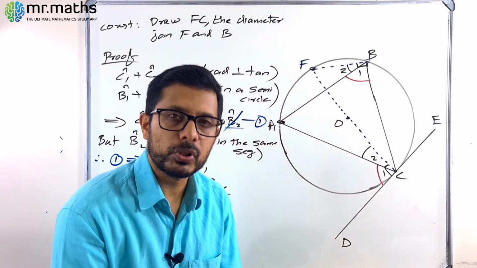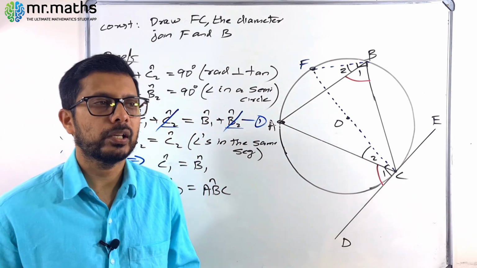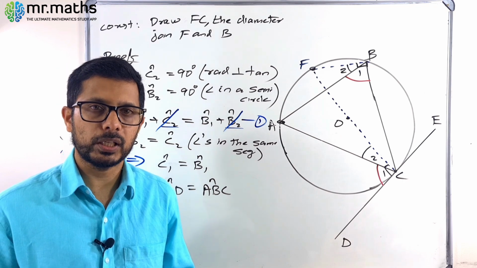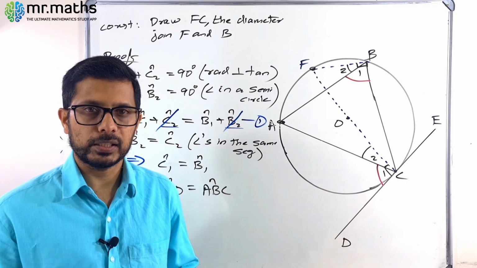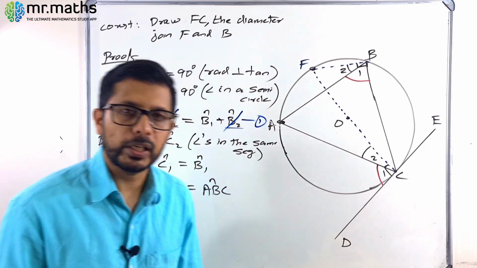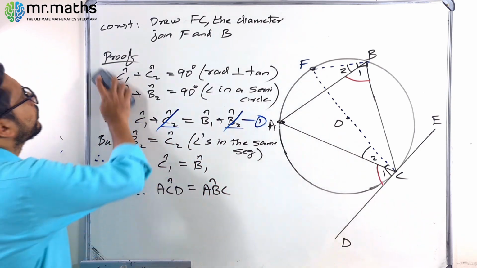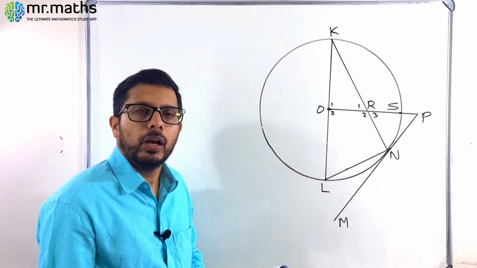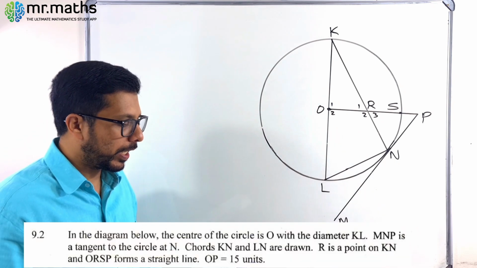So you have to study this one as it is. When you have a question like this to prove the tan chord theorem, you have to write it as it is. Anyway, that is question number 9.1. Now let's move to the next question, question number 9.2.